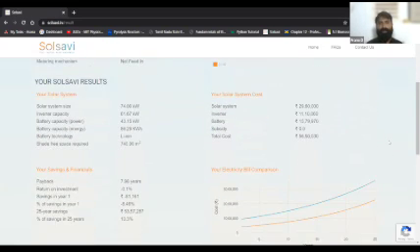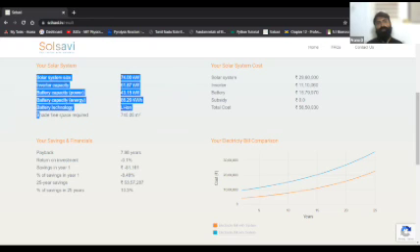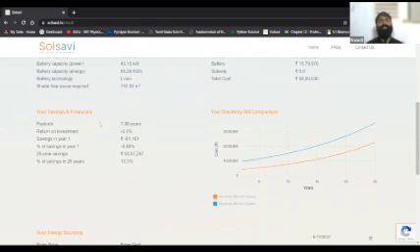Coming to the second part of our results, we show the financial analysis in this second part. As you can see on your left side, we have the suggested system size, the suggested battery capacity, and also the shade-free area required to install this solar system. We have the total cost that would be taken for this system, as well as the potential savings for 25 years and the savings in first year.